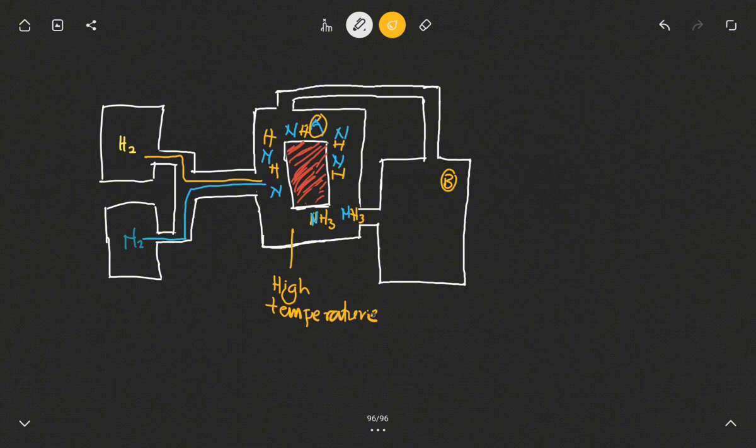So we have high temperatures here. The temperature actually gives the gases the kinetic energy they need to collide to form the ammonia. So this chamber here has high temperatures, and so we are going to be forming ammonia, and we also have the catalyst, which is iron. So we have iron catalyst.